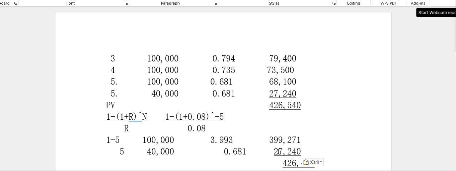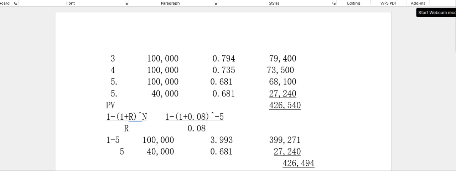Once this happens, you should know that you cannot use annuity again. You have to be getting your present value, evaluating it on a year-to-year basis. Is that clear? Is it clear?